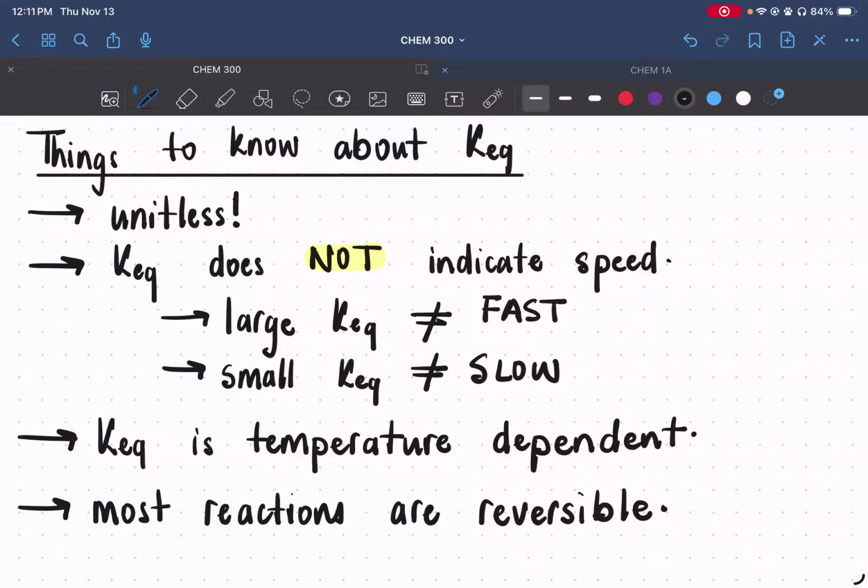Most reactions are reversible. Actually, there are only a very few that aren't. One example of an irreversible reaction is the burning of a matchstick. Once you burn that matchstick, you can't quite get that matchstick back. That's an example of an irreversible reaction.